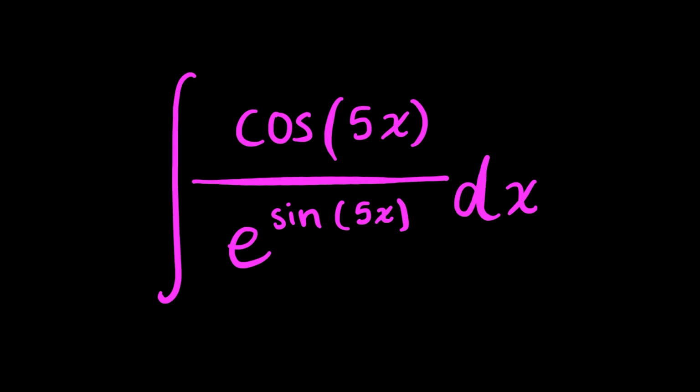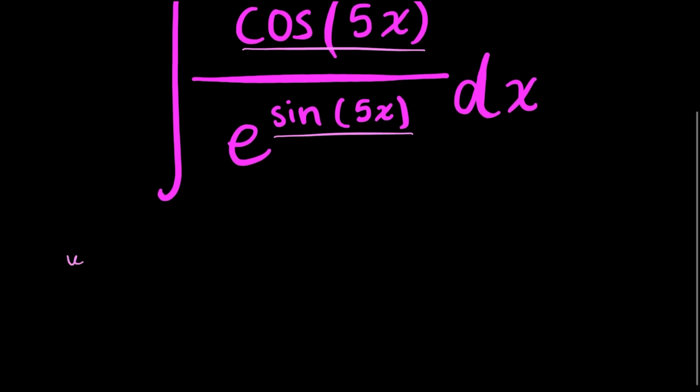To avoid feeling overwhelmed with these kinds of integrals, start by looking for a function and its derivative. In our case, we have the sine 5x and we have a cosine 5x. And the fact that these two trig functions contain the same angle means that I could do a quick substitution here. So if I define u as sine 5x, then I can find du as 5 cosine 5x dx.